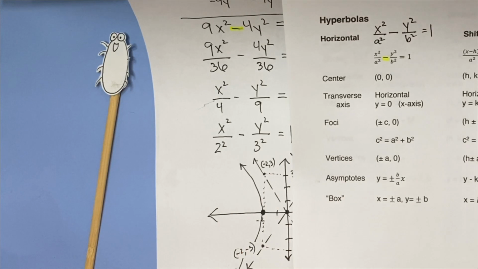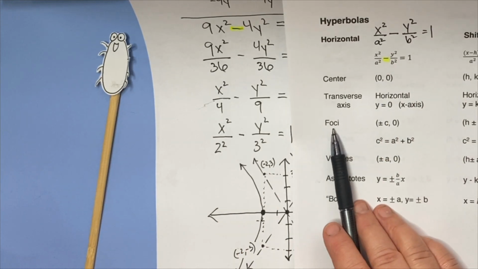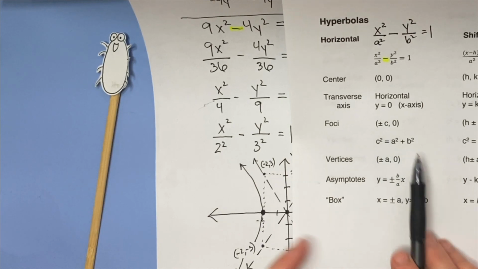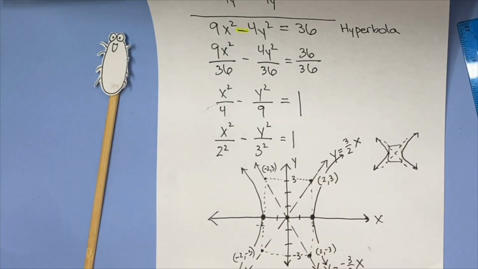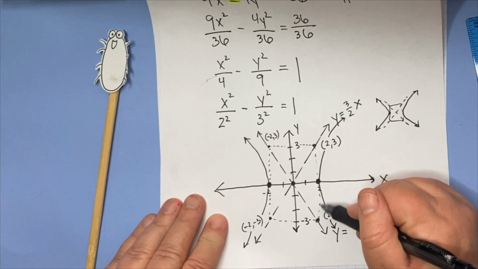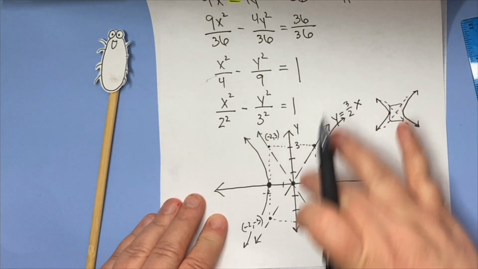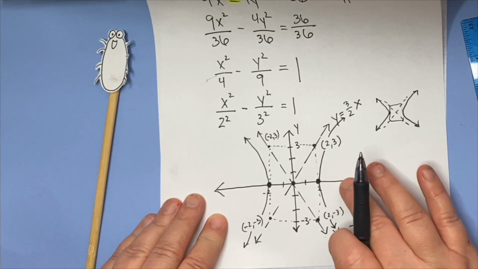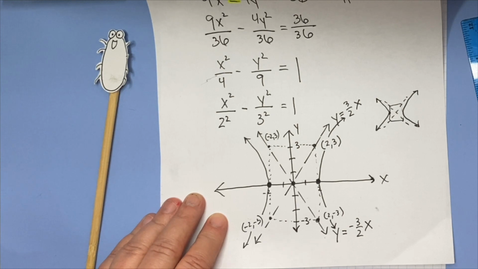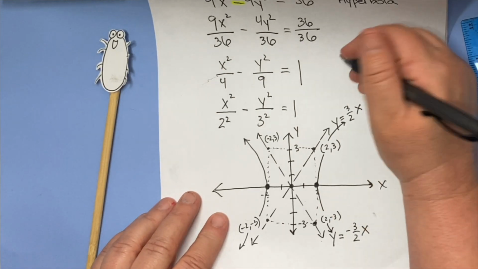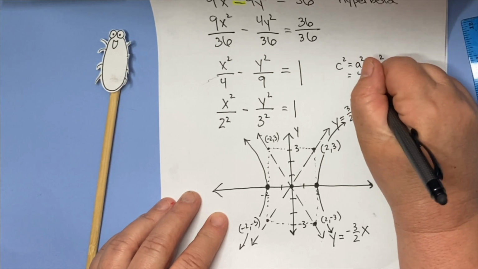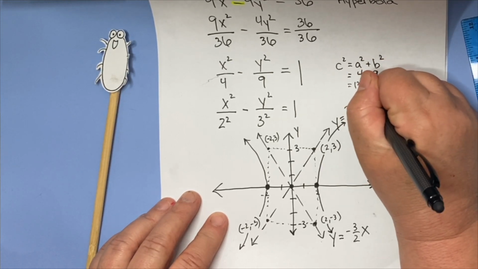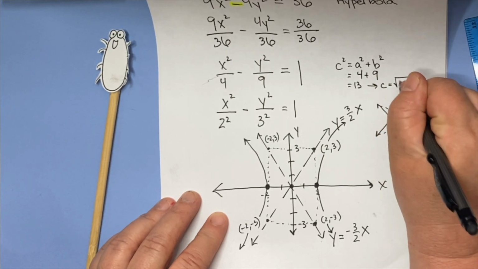This one is horizontal, the x squared comes first. There are foci. Notice the foci are different, it's a squared plus b squared, right? A little bit different. Because the thing is, where does the focus need to be? The shape will curve around the focus. So the focus shouldn't be over here. It actually has to be over here. So the focus here would be, in our case, c squared equals a squared plus b squared. So that's going to be 4 plus 9, which is 13. So our c is equal to the square root of 13.